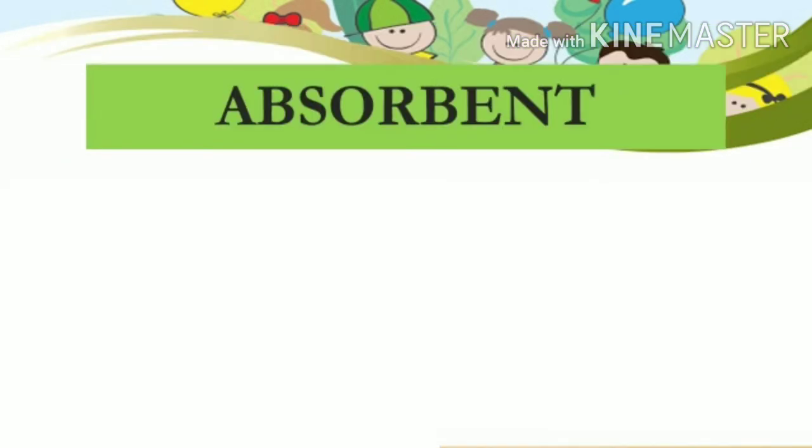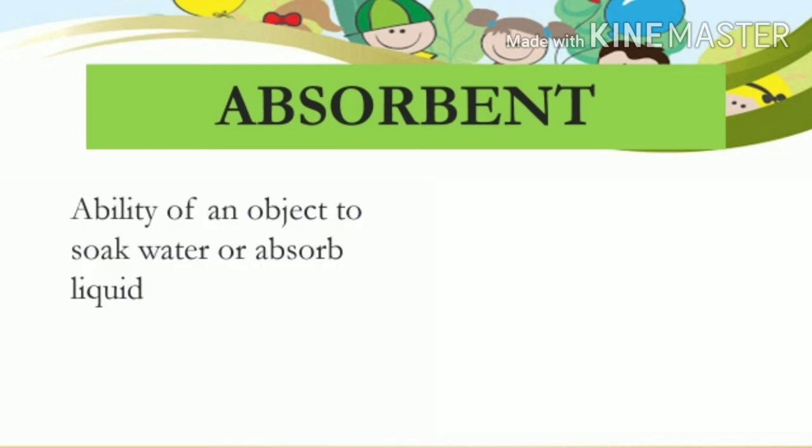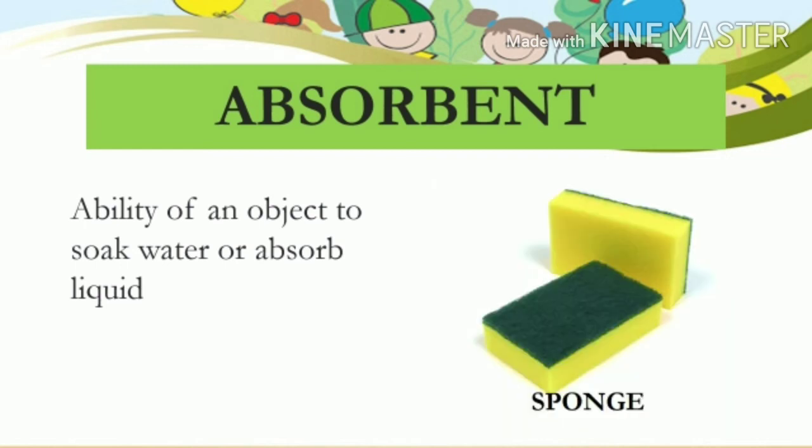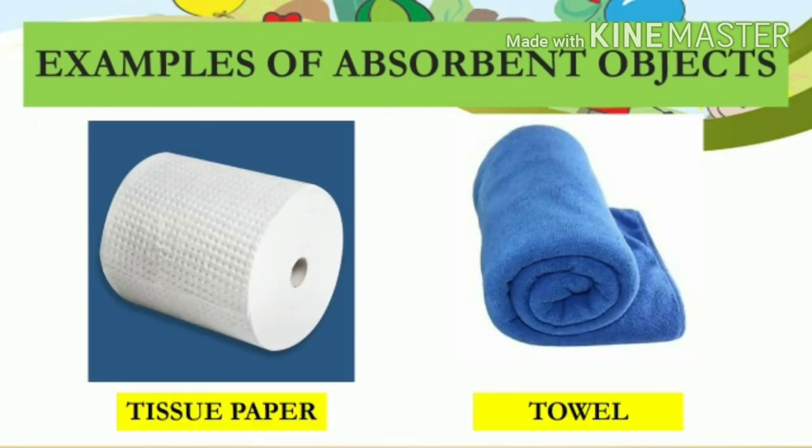Another property of matter is absorbent. Absorbent objects have the ability to soak up water or absorb liquid. An example of an absorbent object is a sponge. Other examples are tissue paper, towel, and more.